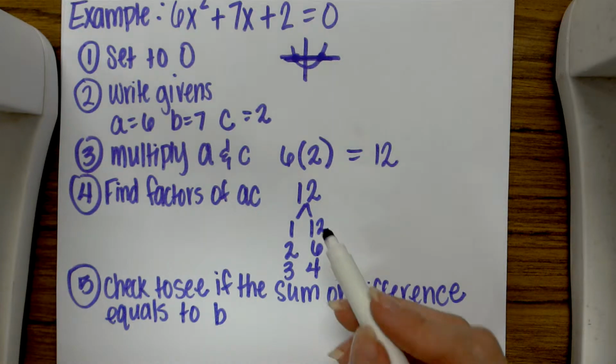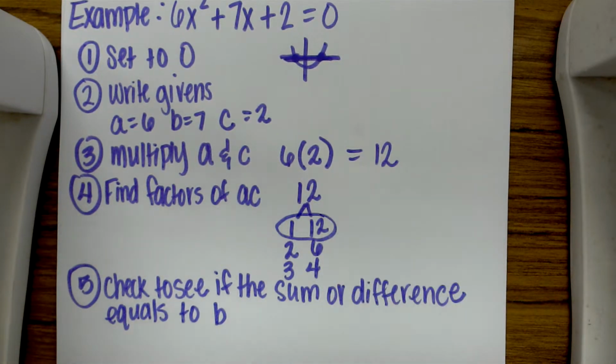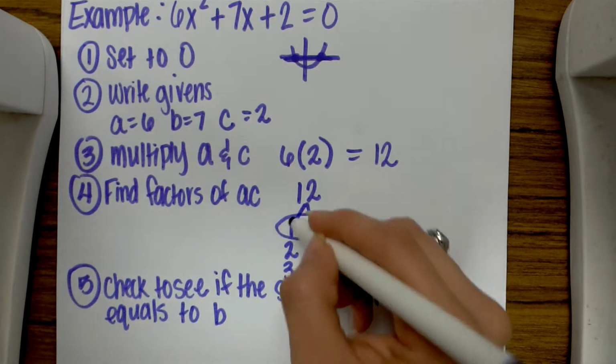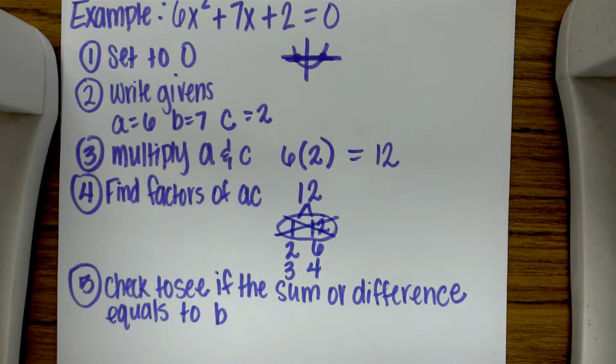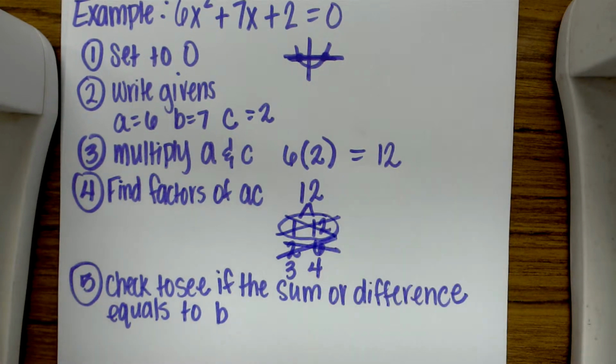So let's go ahead and look at 1 and 12. If we add 1 and 12 together, we get 13. If we subtract, we don't get 7. So 1 and 12, we get rid of. What about 2 and 6? So let me add 2, let me add 6. 2 and 6 together, that gives me 8. If I subtract them, that still doesn't get me 7. So 2 and 6 is out of the question.